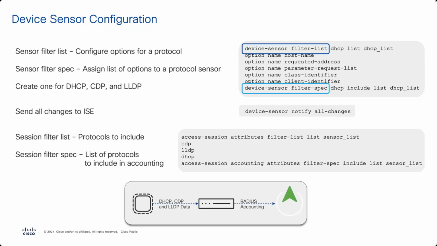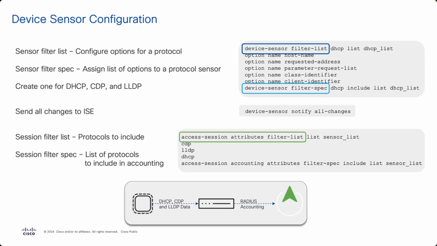After you get that configured, it will sit there, but it doesn't actually send until you set an access session attribute filter list. What sensors do we want? What protocols do we want? If we only wanted DHCP, we would only include DHCP. I like to include CDP, LLDP as well, because as you'll see in the example I want to pull up, we glean a lot of information from it.